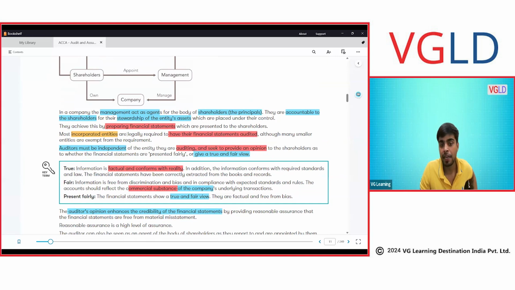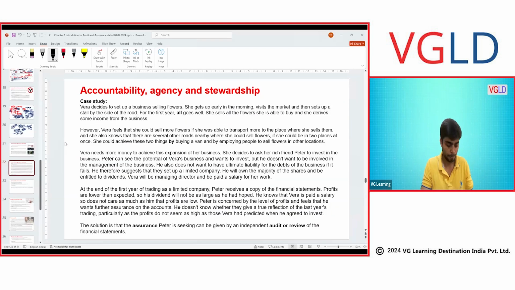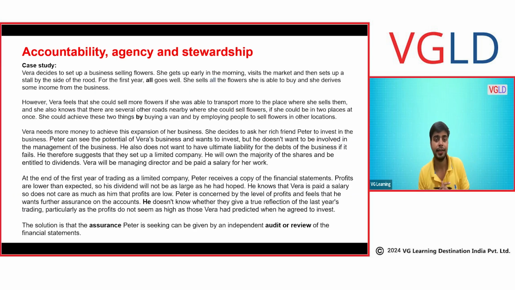They achieve this by preparing financial statements, which are presented to shareholders. Most incorporated entities are legally required to have their financial statements audited, though many smaller entities are exempt from the requirement. Okay, so there are so many statements. Let's try to analyze them one by one. This is a case study.